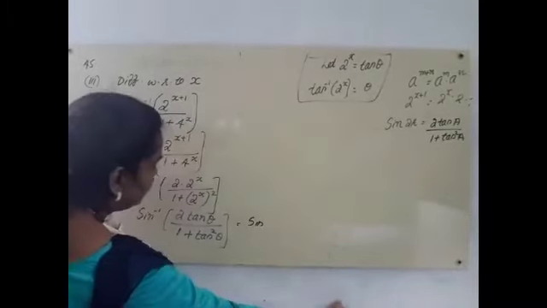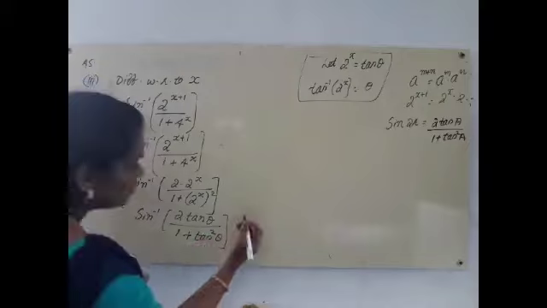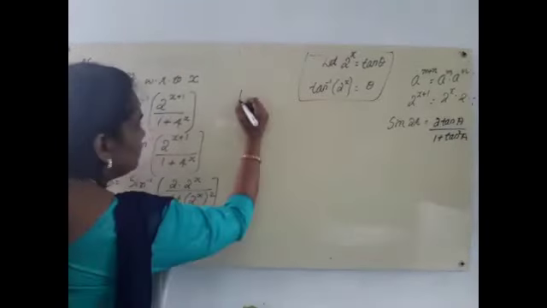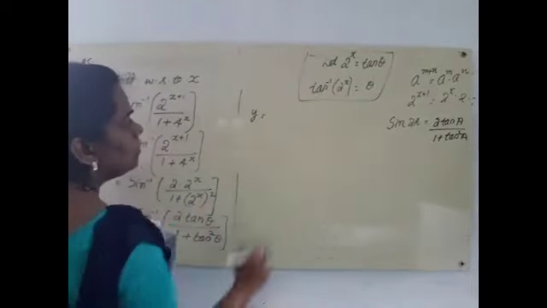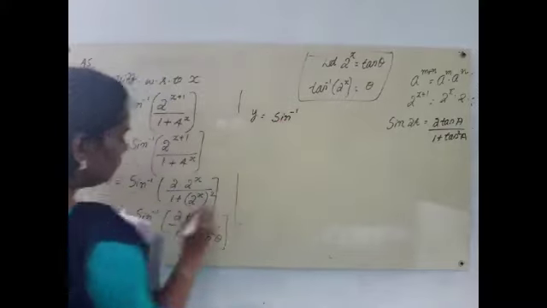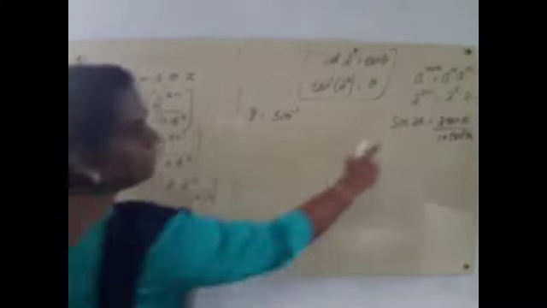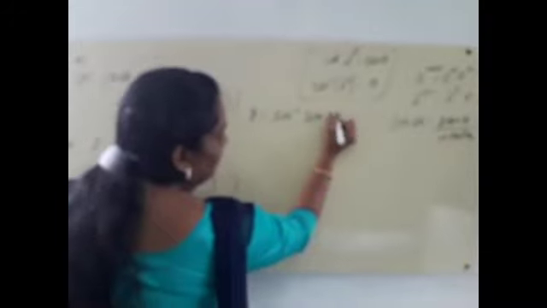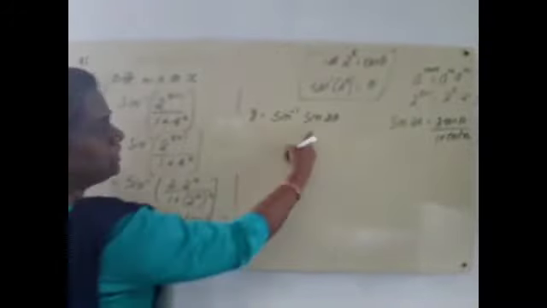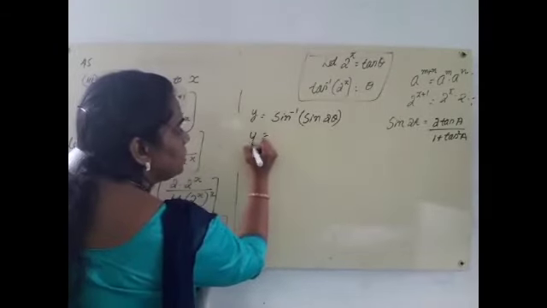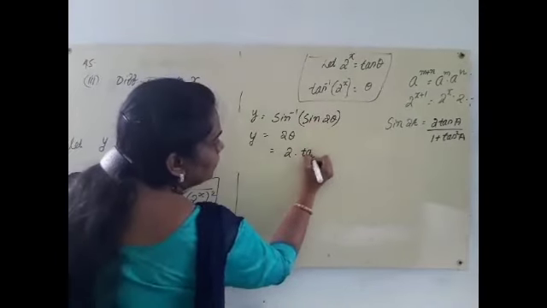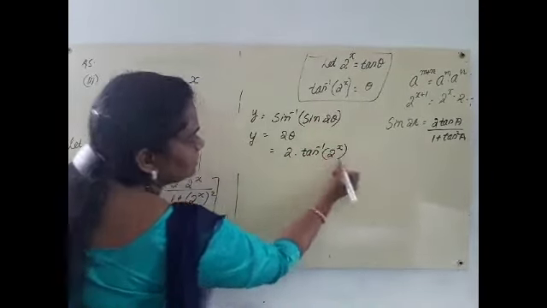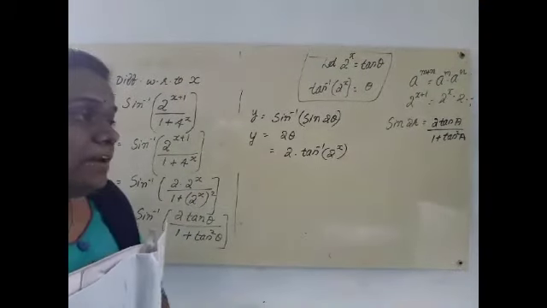So here it is sin inverse of, how to write this? 2 tan theta by 1 plus tan square theta. Now we have y is equal to sine inverse of 2 tan theta by 1 plus tan square theta. That is sine 2 theta. Sine inverse of sine 2 theta is 2 theta. That is equal to 2 into what is theta? 2 into tan inverse 2 raised to x. Theta is equal to tan inverse 2 raised to x.